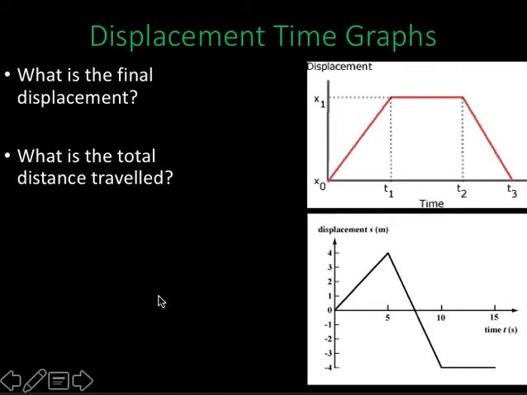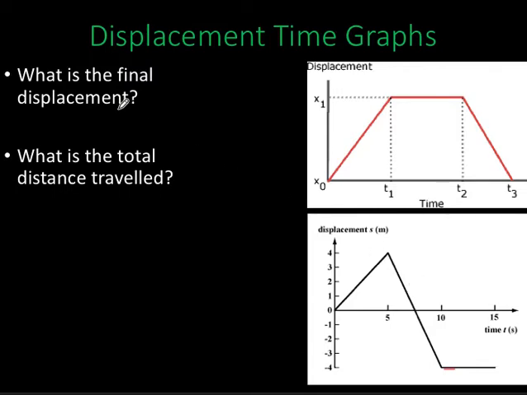Let's have a look at this graph here, another displacement in meters and time in seconds graph. In this graph, in the first 5 seconds, the object has traveled 4 meters, then it has returned to its original position, and it has gone beyond its original position into a negative direction and then stayed there stationary.